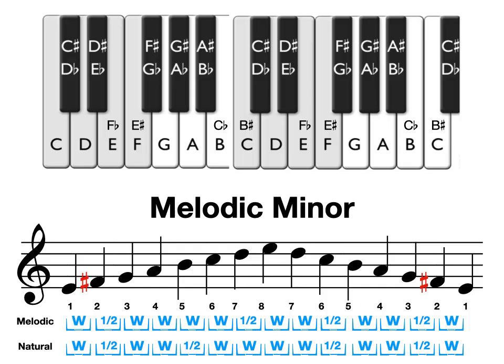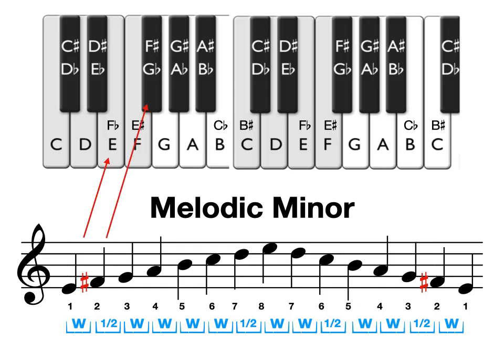So let's put that together. E to F sharp is a whole step, so that works. F sharp to G, there's our half step. G to A is a whole step. A to B is a whole step. B to C is only a half step, so we've got to make it a C sharp. Okay. And C sharp to D is only a half step, and we need that to be a whole step. So we need to make it D sharp. And then D sharp to E is our half step.